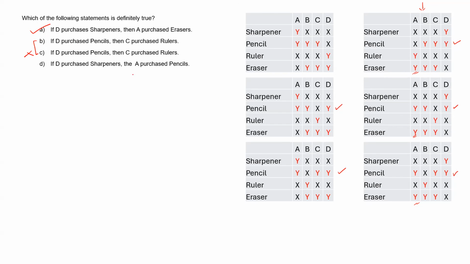Next one, if D purchased sharpeners, these are all the cases where D purchased sharpeners, then A purchased pencil. So in this case, A has not purchased pencil, whereas in this case, A has purchased pencil. So this is true, but this is not true. So it also may or may not be true. So the only one which is definitely true is if D purchases sharpeners, then A purchases erasers, because in all the three cases, if D is purchasing sharpener, A is purchasing eraser. So the answer is A.